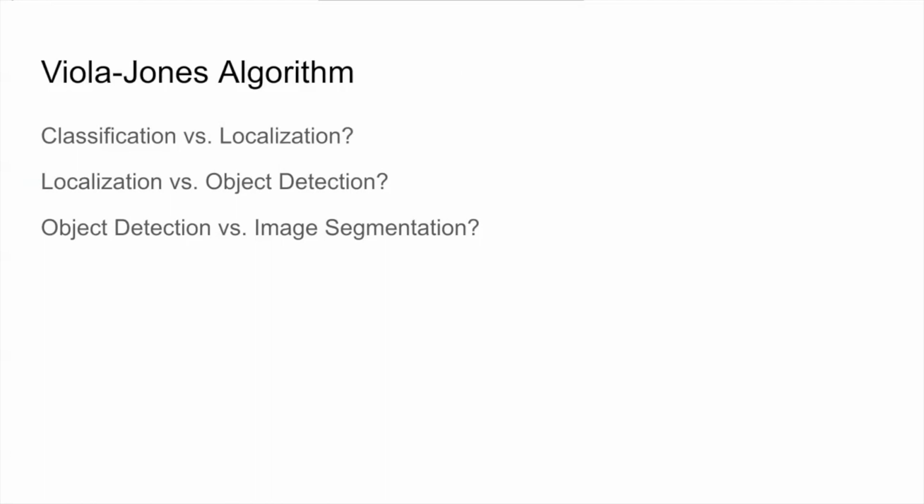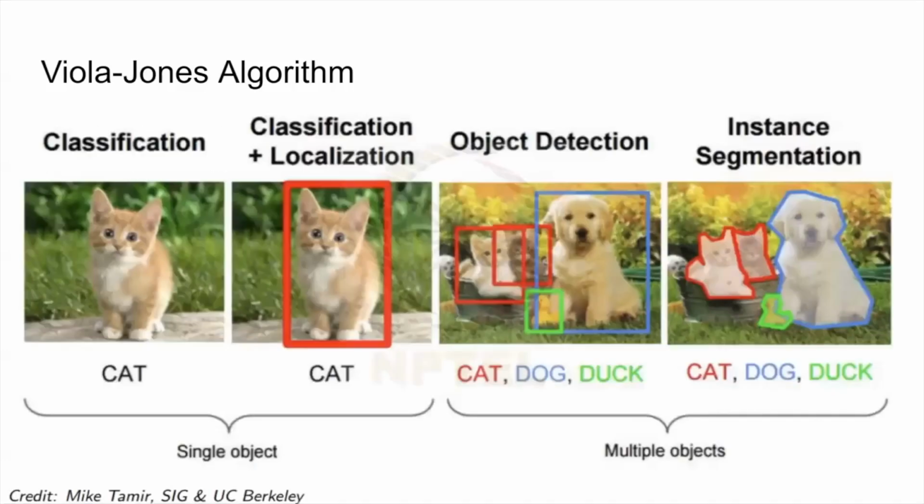So before starting, I would strongly hope that you know all these things: the difference between classification, localization, object detection, and image segmentation. Also, we'll cover this in the Euler-Jones algorithm. Okay. So what's the difference between them?